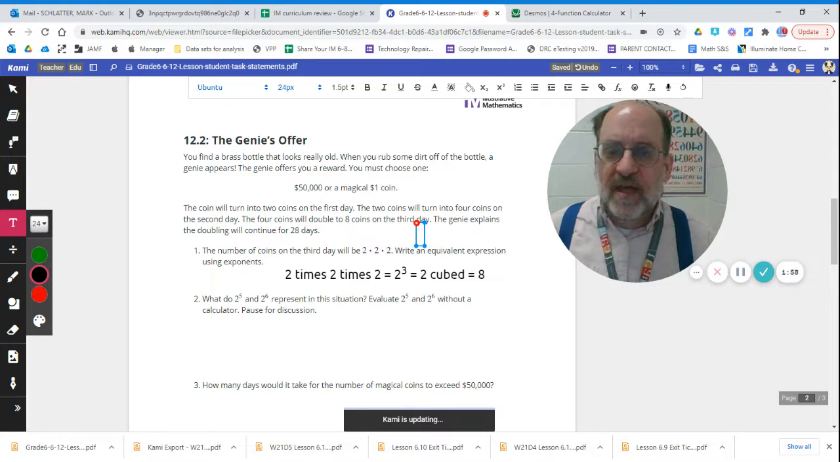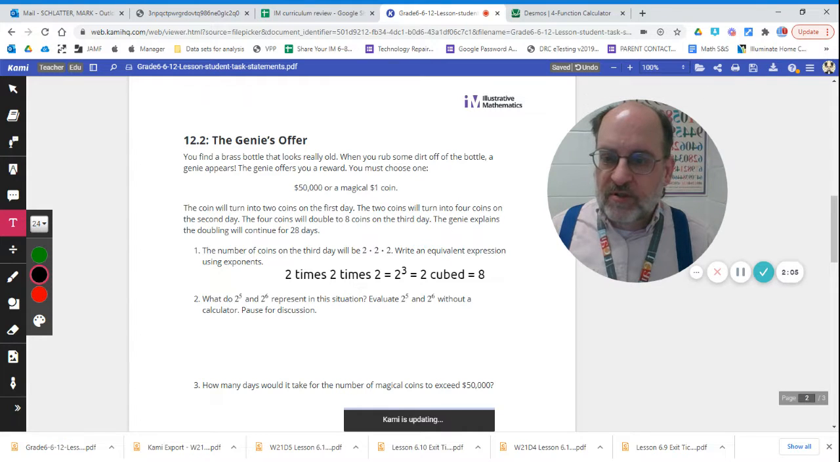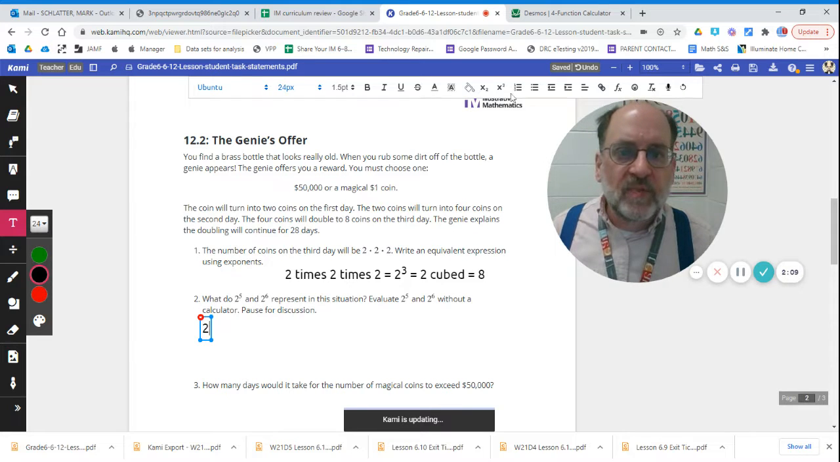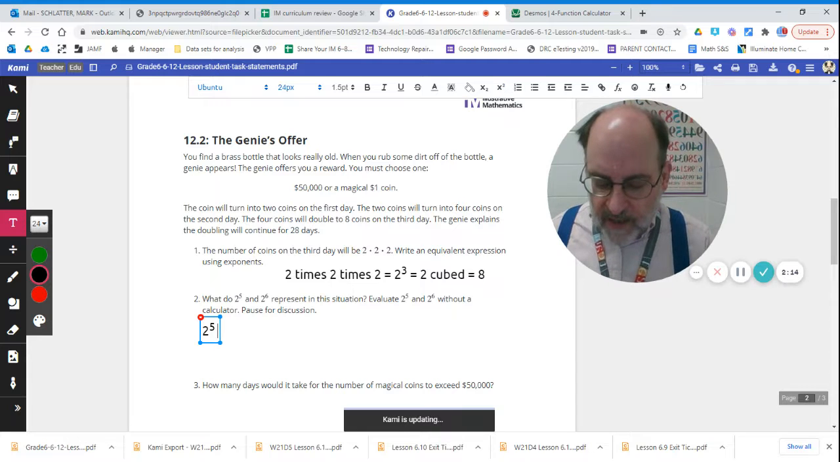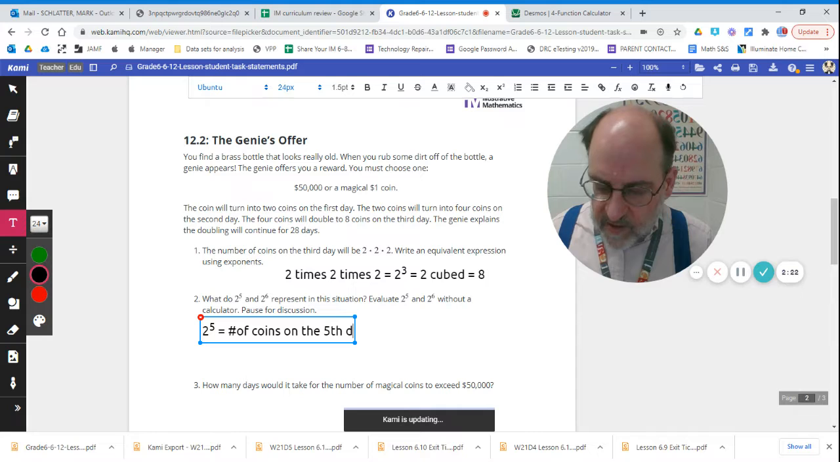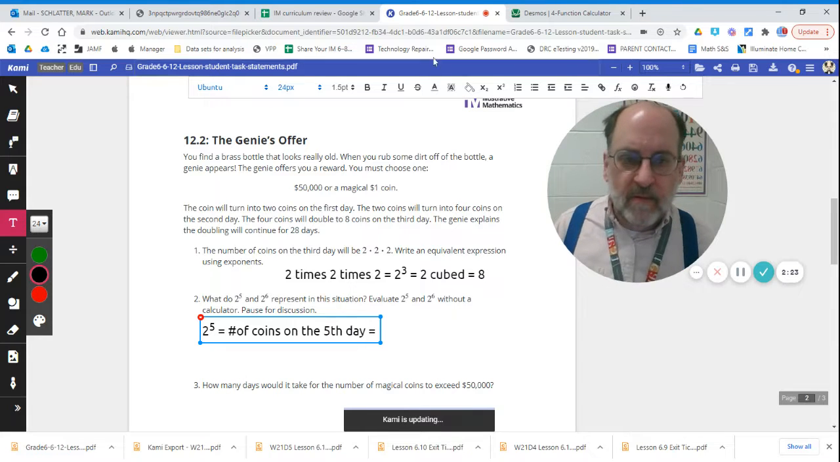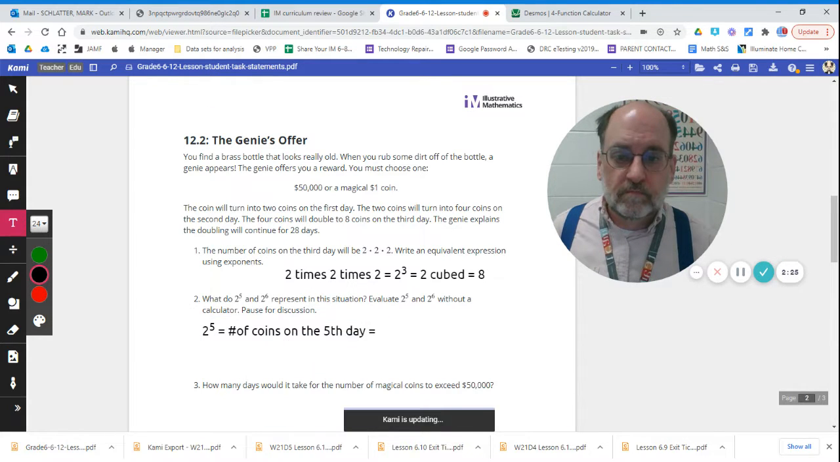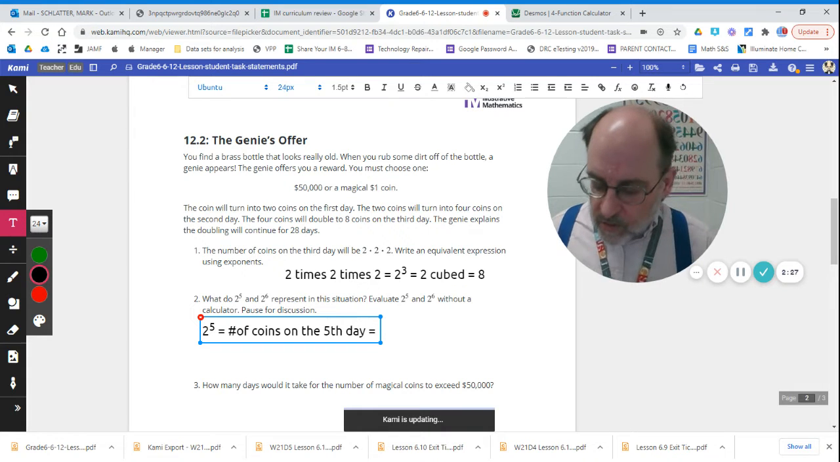All right, what do 2 to the 5th and 2 to the 6th represent in this situation? And then evaluate them without a calculator. So let's move down here. I'll use my superscript to write an exponent and then click out of that. It's going to be the number of coins on the 5th day. So what is that equal to?